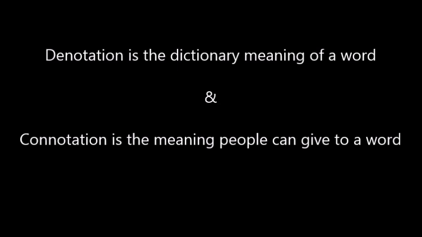Denotation in semantics is defined as the explicit, direct, or literal meaning or set of meanings of a word or an expression. Connotation, on the other hand, is defined as the associated or secondary meaning of a word or expression, in addition to its explicit or literal meaning. So, in other words, denotation is the dictionary meaning of a word, and connotation is the meaning that people can give to that same word, the figurative or associated meaning of it.